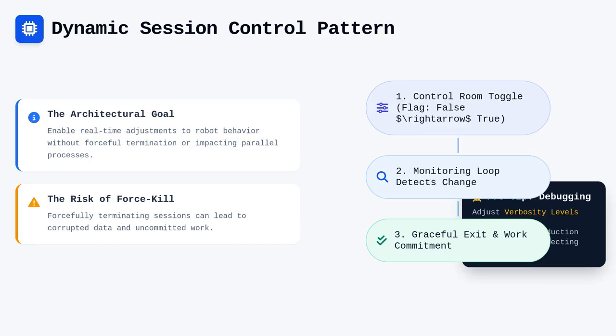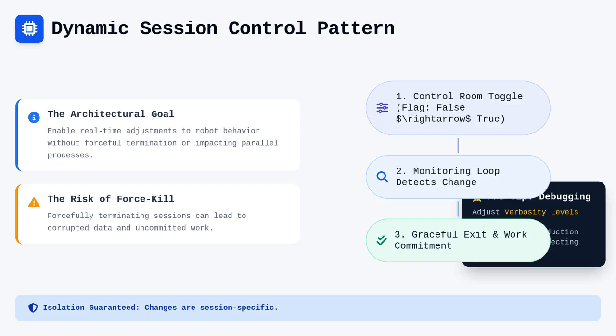Similarly, you can adjust debug verbosity levels on a per-session basis, which is an invaluable technique for troubleshooting specific issues that only manifest under certain production load conditions. By isolating these controls to the session level, you ensure that your changes do not inadvertently affect other parallel robots running the same process.